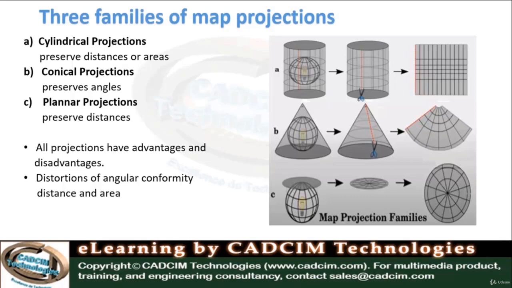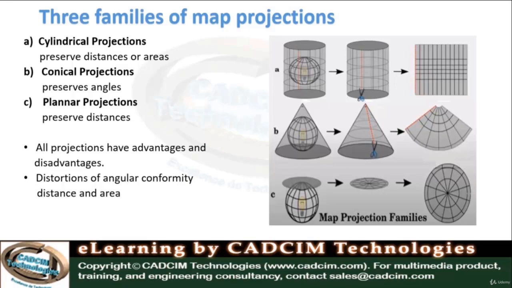Second type is the conical projection. In this case, we fold a sheet of paper in the form of a cone or hat around the globe, and we project everything that is on the globe to the sheet of paper and cut it open. Then we have conical projection which preserves angles.